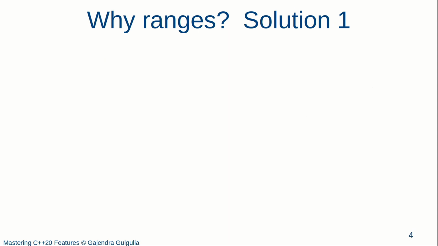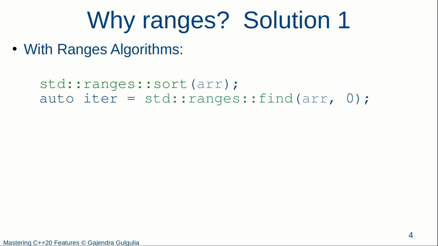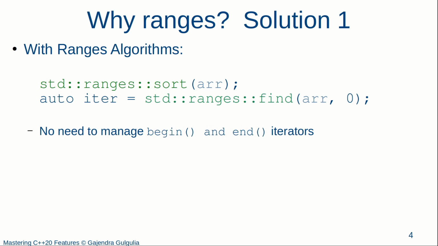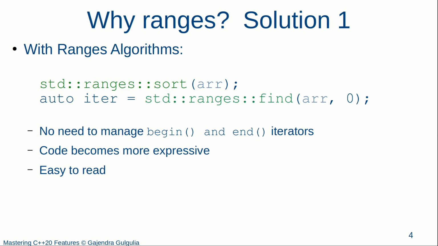With the C++20 ranges algorithms, the sort and find look like this. Note the range versions of the sort and find algorithms are in the namespace std::ranges. With the new ranges algorithms, one can see directly that there's no need to use the begin and end iterators associated with the array, and consequently the code becomes really expressive and clean, and the intent of the code is conveyed in one glance. But that's not the only benefit of the ranges algorithms. Let's see more in the next slide.